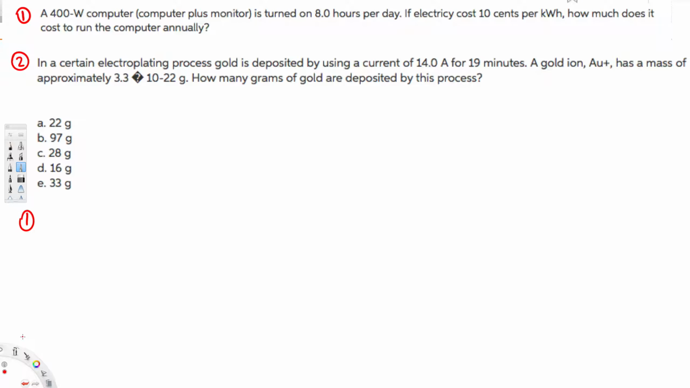Let's do this problem right here. The first question is asking: a 400 watt computer plus monitor is turned on 8 hours per day. If electricity costs 10 cents per kilowatt hour, how much does it cost to run the computer annually? So let's see how we can find that.